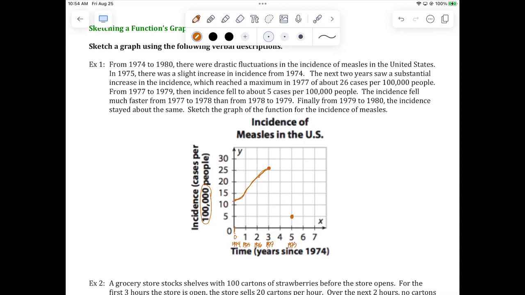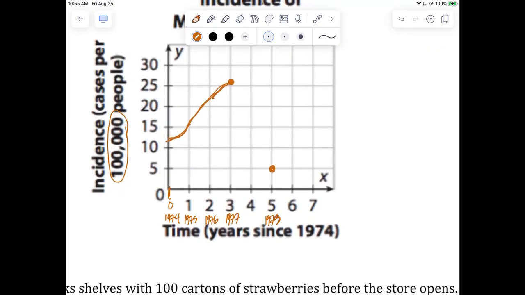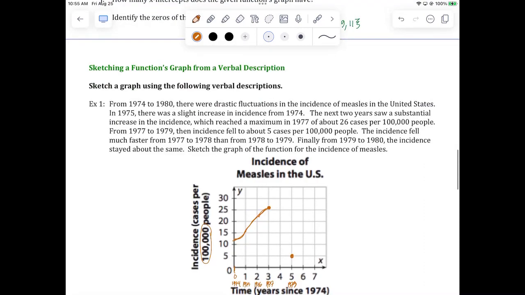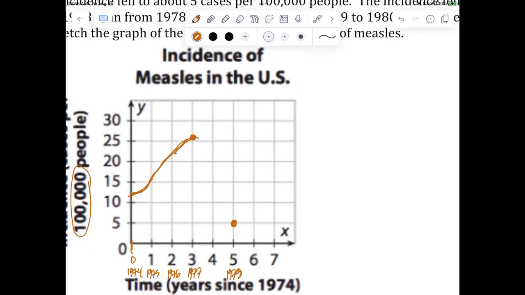Okay, they're rising a little bit from 74 to 75, and at 75, boom, everybody with measles got together and had a party. And they said, go out and spread it. All right, now from 77, we need to keep going. The next 2 years saw substantial, which reached about, okay, from 77 to 79, which is the next two dots that we have, how are we going to connect those dots? The incidence fell to about 5 cases per 100. It didn't tell us how it fell, right? So we could just draw a line down to here, something like that.